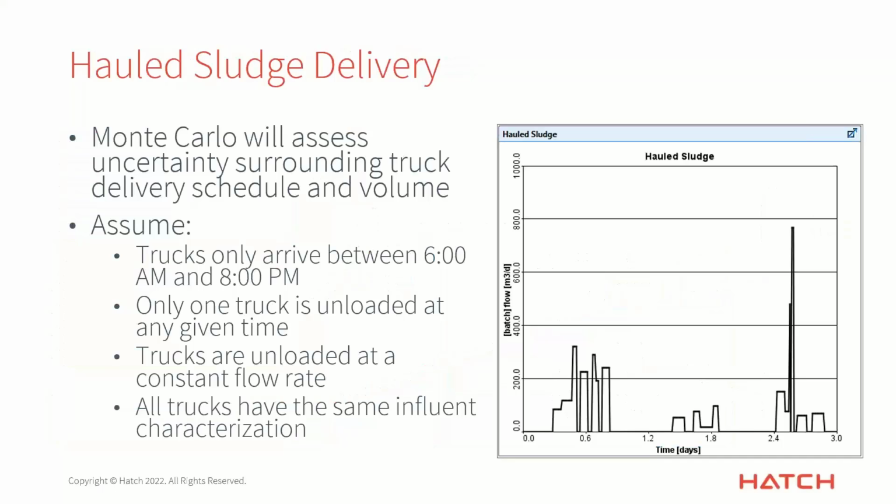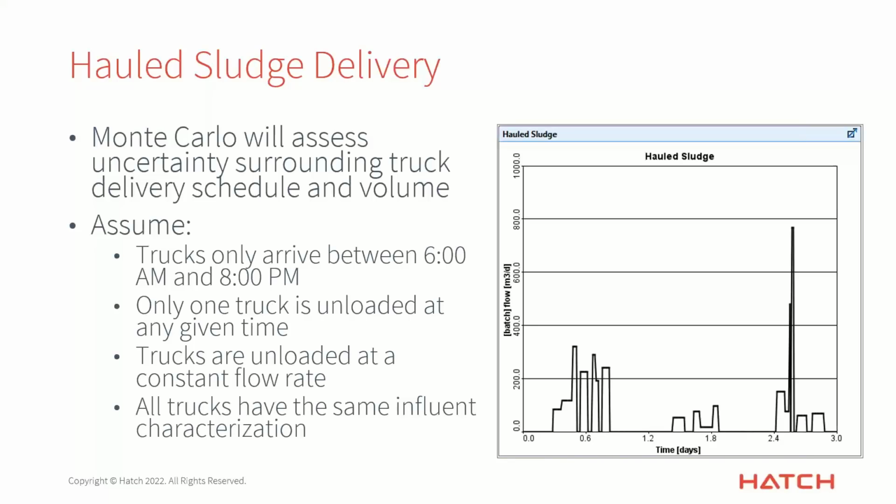So let's step through those 3 objects that I just highlighted and look at how we can address some of this uncertainty in a dynamic simulation using Python. And the first thing we're going to look at is the hauled sludge delivery, where we're going to be looking at uncertainty surrounding the delivery schedule of the trucks and what volume they're actually delivering. And before we get into the actual Python implementation, there are a few assumptions that we made around this type of delivery that are important to keep in mind. First, we're going to say that we can only receive trucks at our facility between 6 a.m.